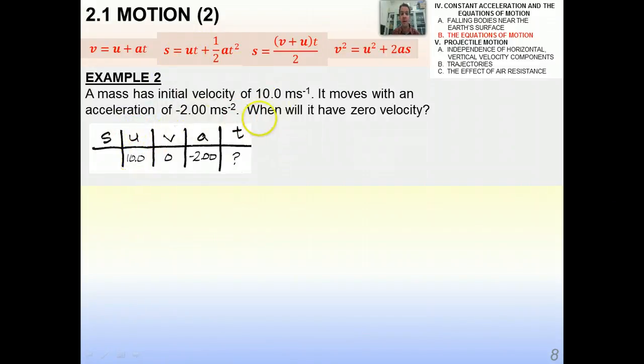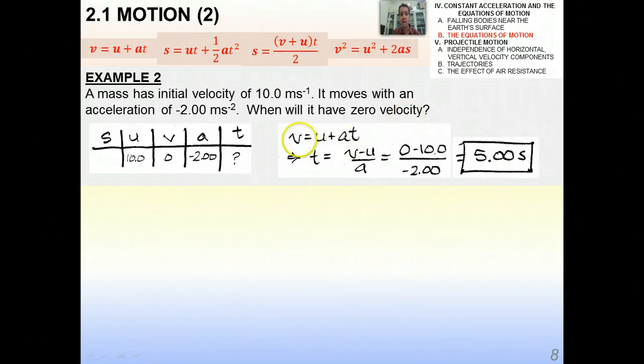In this situation, I'm given the initial velocity, which is 10 meters per second. I'm given the final velocity, which is 0 meters per second. The acceleration is -2 meters per second squared. Always include your negatives and positives. And I'm asked to find the time. Now, knowing the variables u, v, and a, and asked to find t, which of the above equations do you think you would use to most easily solve this problem? Exactly, v equals u plus at, and when I solve that for t, I get 5 seconds.